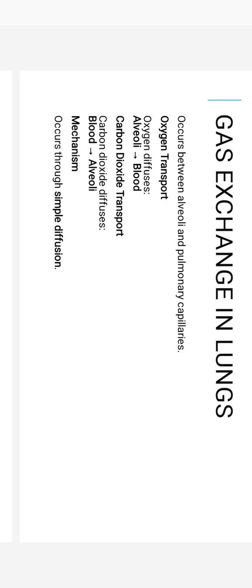This exchange happens through simple diffusion, where gases move from higher concentration to lower concentration. Oxygen concentration is higher inside alveoli and lower in blood arriving from tissues. Therefore, oxygen diffuses from alveoli into the bloodstream. Carbon dioxide concentration is higher in blood and lower inside alveoli. Therefore, carbon dioxide diffuses from blood into the alveoli to be expelled during exhalation.